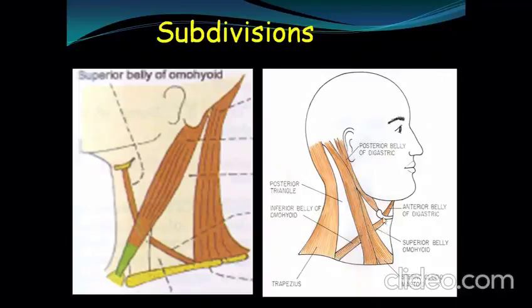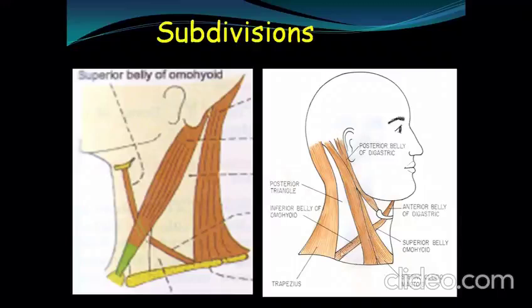Similarly, the superior belly of omohyoid arises from the greater cornu of the hyoid bone. Then these fibers descend downwards and laterally to be inserted into this intermediate tendon. And this intermediate tendon is attached to the clavicle by a fascial sling, which is formed by the omohyoid fascia.